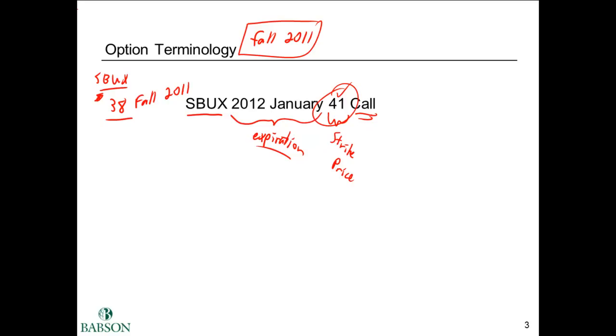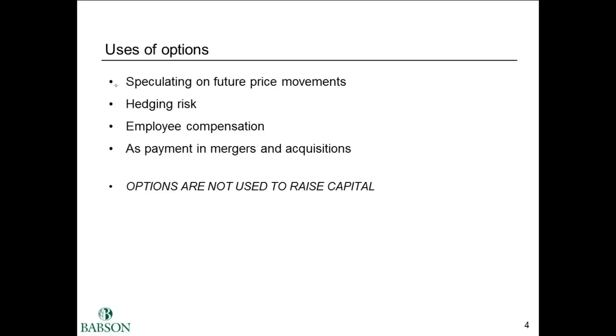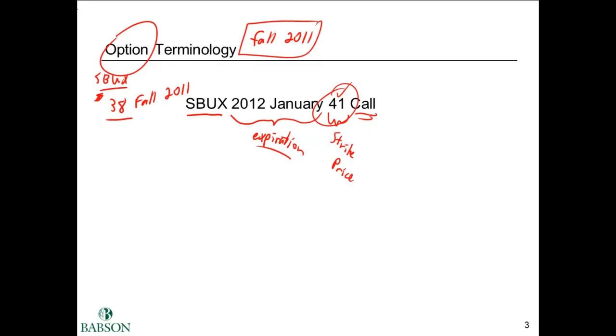So why do these things exist? Like I said, you might want to speculate on future price movements of stock, or you may want to hedge the risk. So take this call option again. Let's say you're Starbucks and you're issuing equity in fall of 2011. So you're issuing your equity at $38 a pop. What happens if you waited until January? If you waited until January, you could have gotten $41.